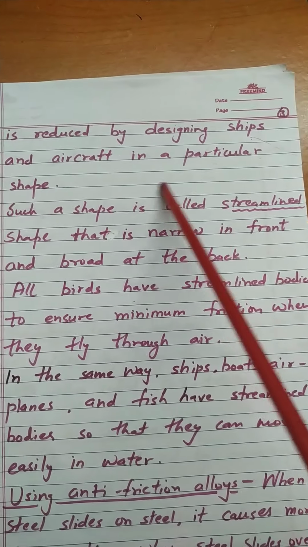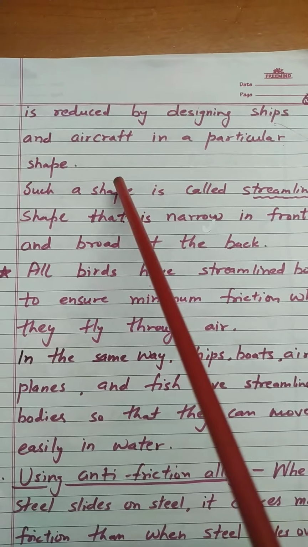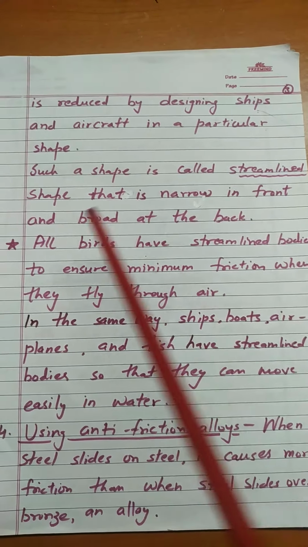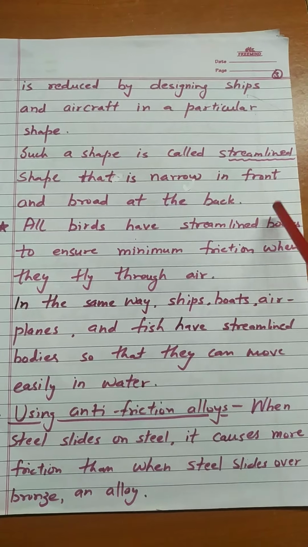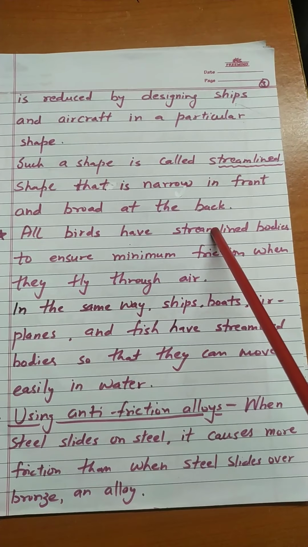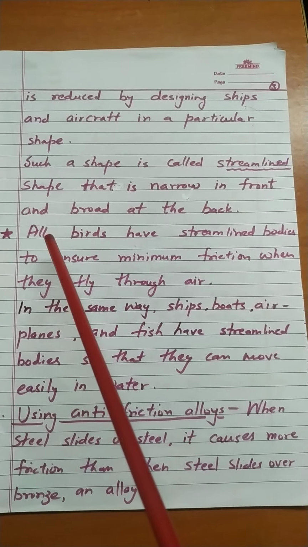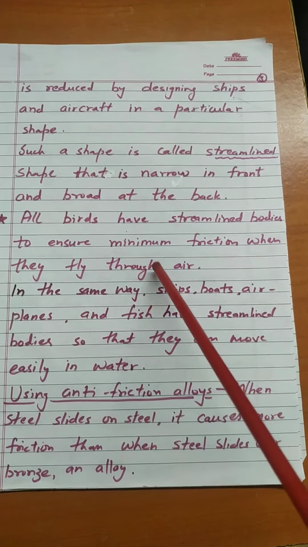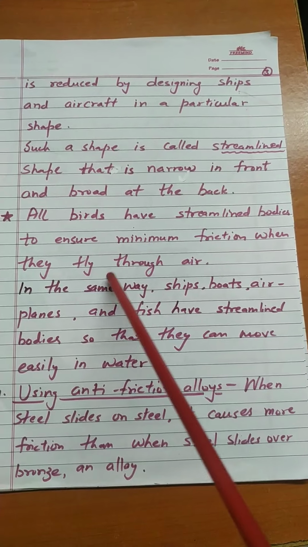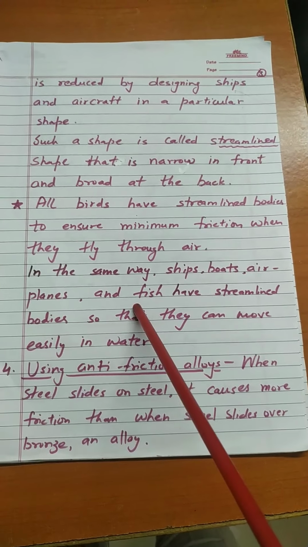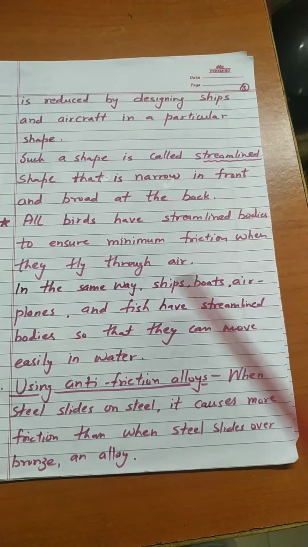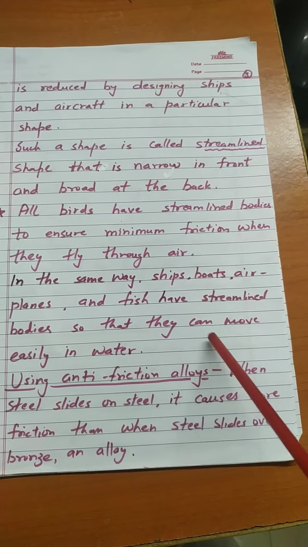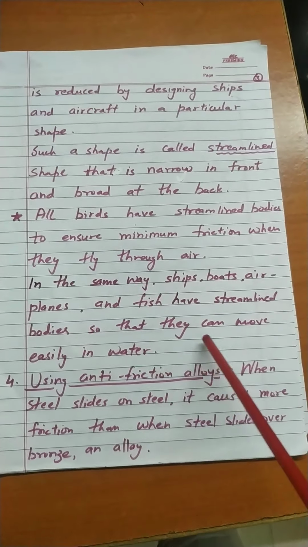Drag is reduced by designing ships and aircraft in a particular shape. Such a shape is called streamlined. A shape that is narrow in front and broad at the back, many a times. All birds have streamlined bodies to ensure minimum friction when they fly through air. In the same way, ships, boats, airplanes and fish have streamlined bodies so that they can move easily in water.